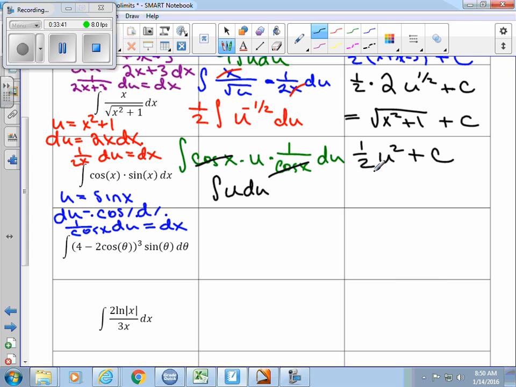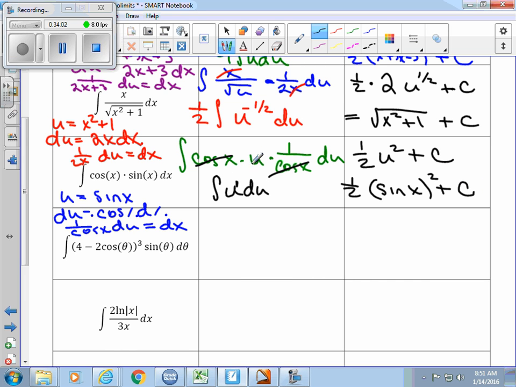And remember, don't leave it that way. At this point the power is 1. So raise the power by 1, divide by the new power. 1/2 sine of x squared plus C.